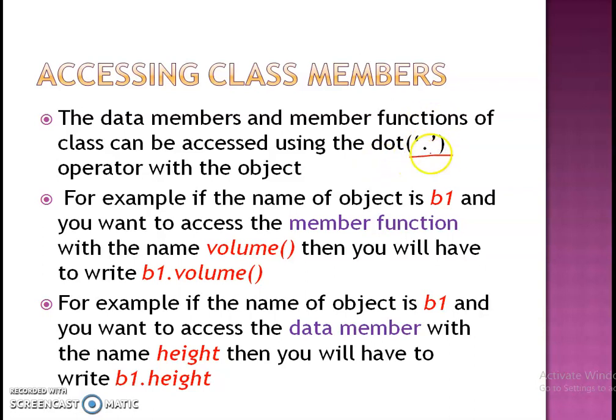Maybe we consider B1 as our class Box object. When I want to access the member function volume, we can access it using the object B1, that is B1.volume(). Then if B1 is my object, and height is my public data member, only then can I access it like this: object.height. If it is private, I can't access it. So using the dot operator, we can access the data member and also the member function.